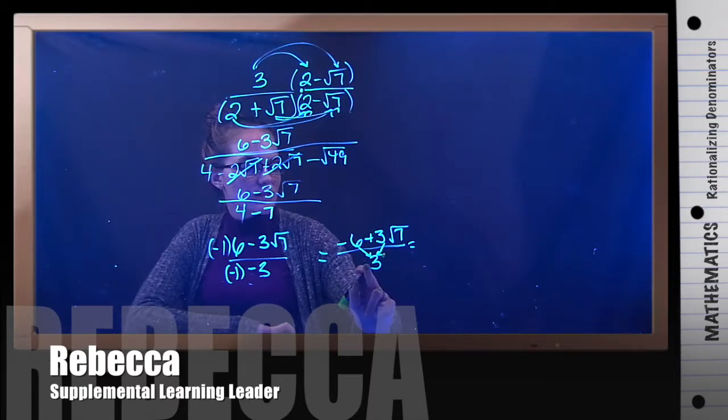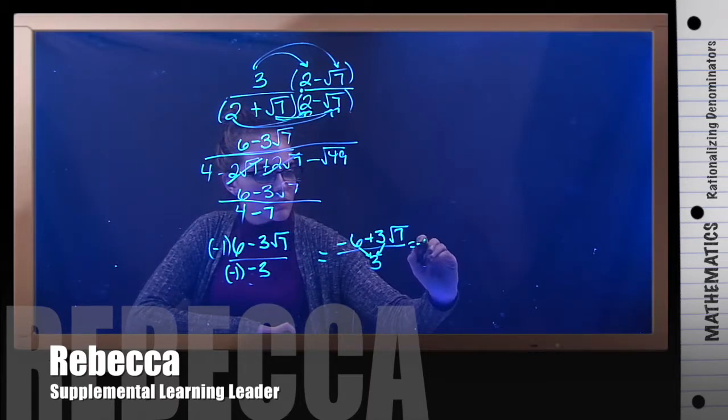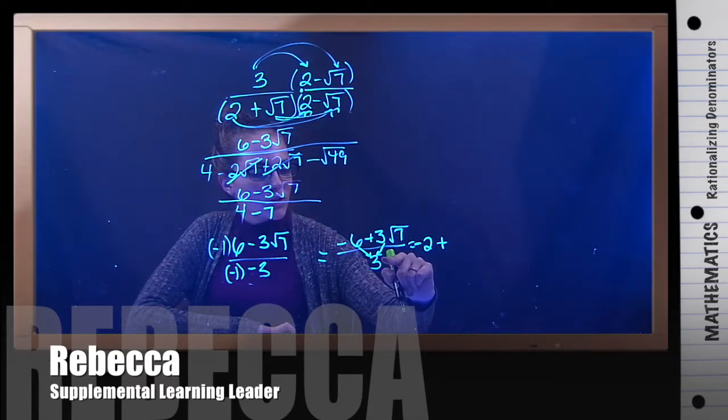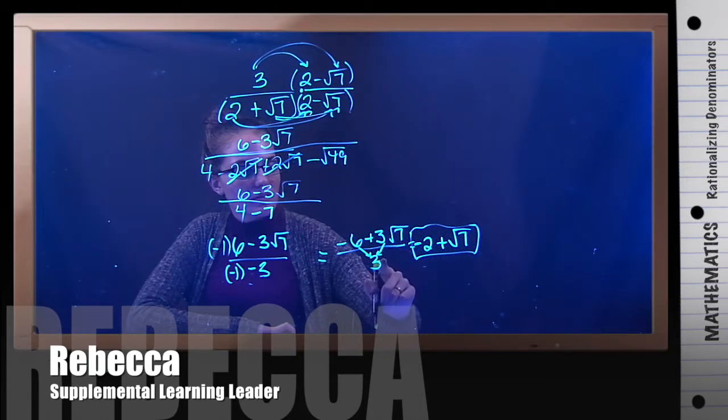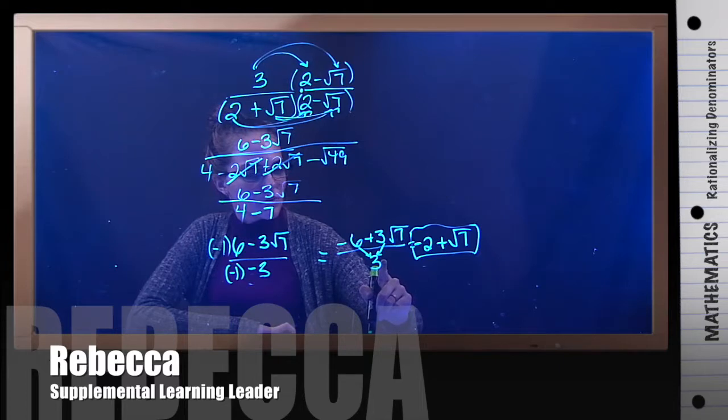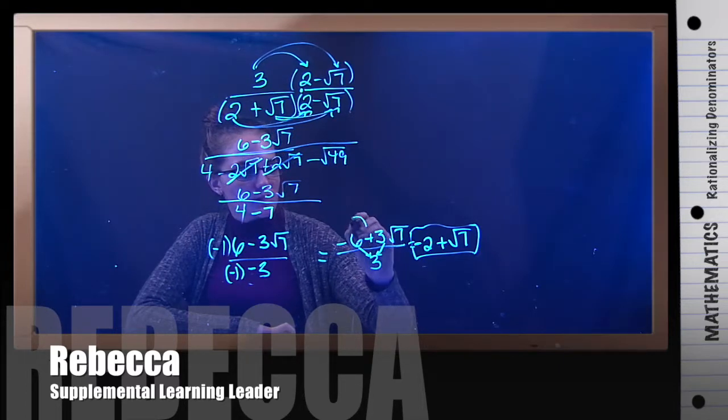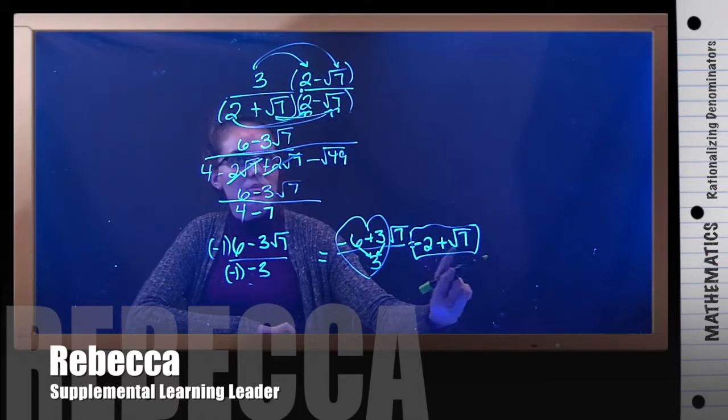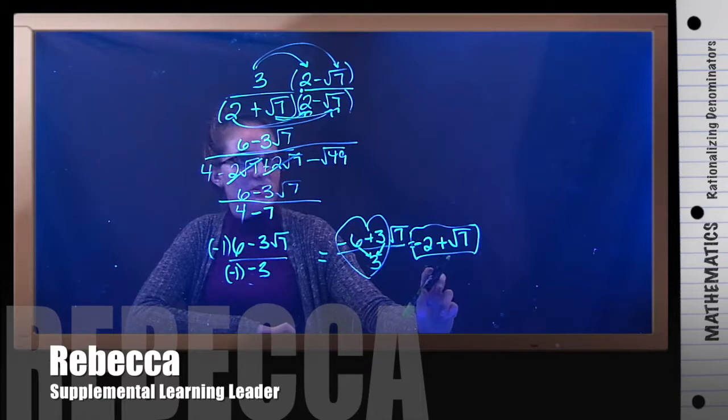So negative 6 divided by 3 is negative 2, plus 3 divided by 3 is 1, so these will just cancel out and we'll have a square root of 7 left. You don't have to divide the square root of 7 by 3 just because the 3 is not in the square root, so you can't. So just remember it's these numbers, like that. So this can't be simplified any further, so that means that's our final answer.